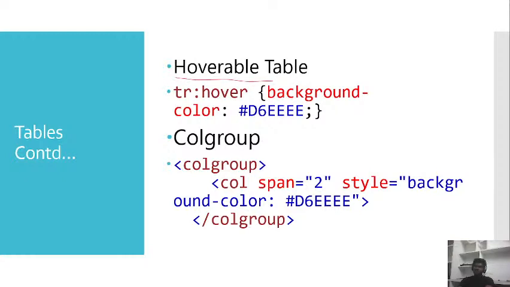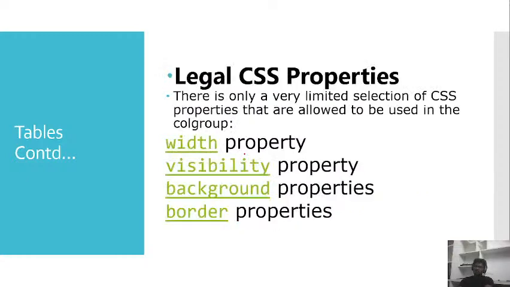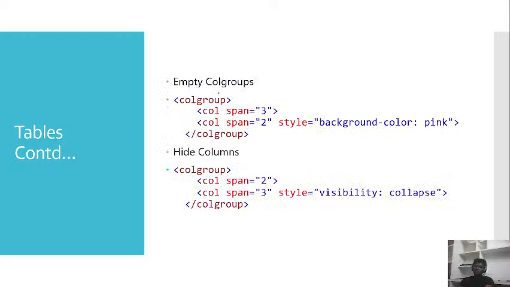So when we move our cursor to that particular row, it's going to be highlighted with another color. Then column group also we discussed, so grouping the columns and all we discussed, and these are the legal properties of the column group: visibility, background, and border. This is how we are going to hide the columns.